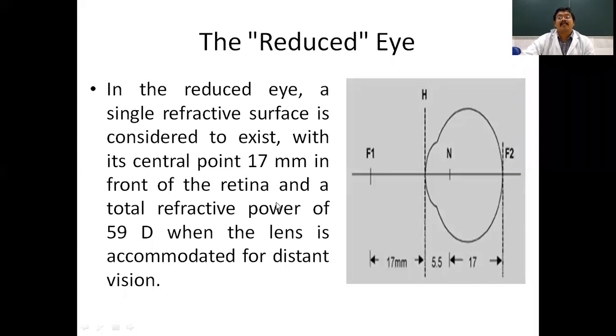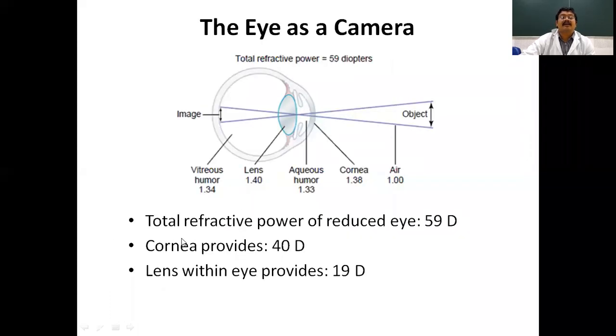When the lens is accommodated for distant vision, the total refractive power of the reduced eye is 59 diopters. The cornea provides 40 diopters. The lens provides 19 diopters.